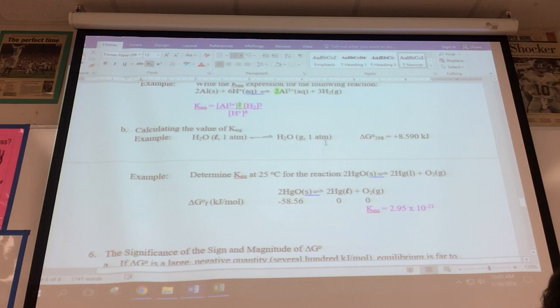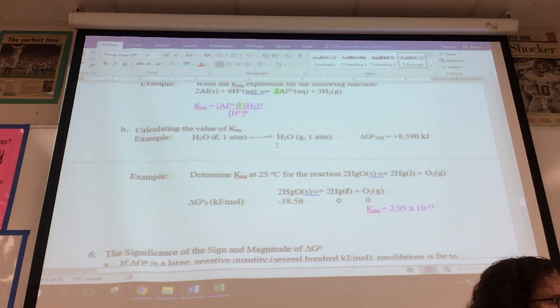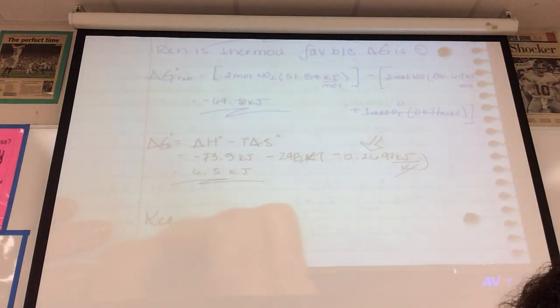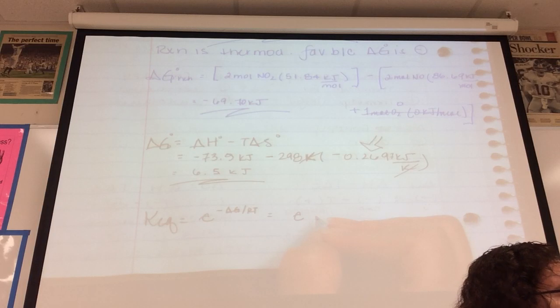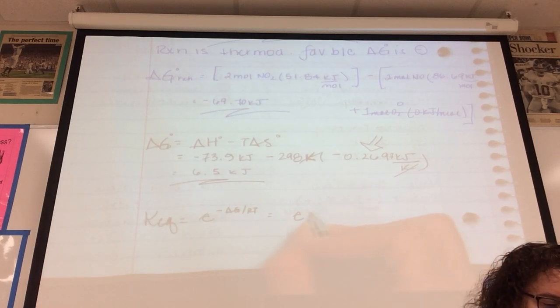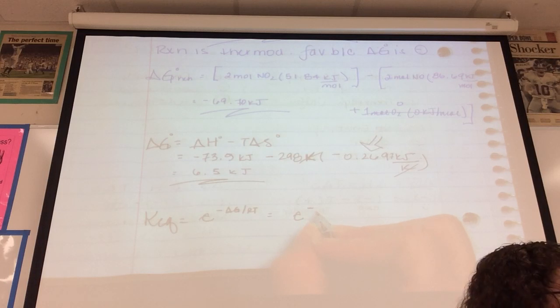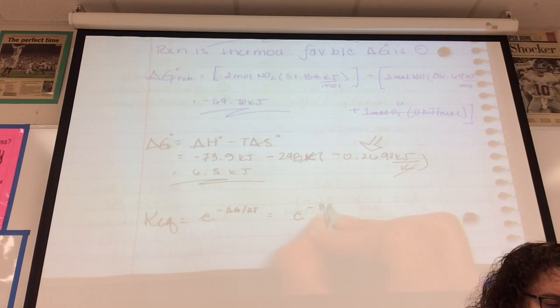This was the equation I had given you previously. You could calculate KEQ off of it. I guess we could do that one. Let's take a look. We want to know the value for KEQ. KEQ is equal to e to the negative delta G over RT. Delta G here is given in kilojoules. I'm going to keep that negative sign in the formula. The delta G is positive. I need joules, so I'm going to move the decimal 3 to the right.